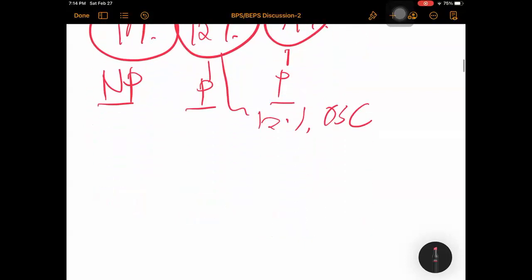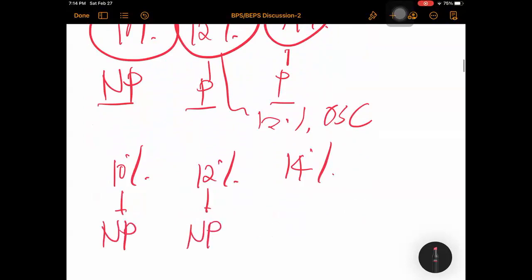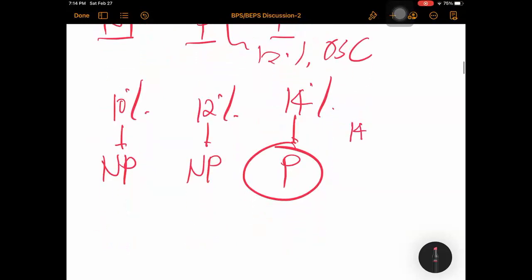Okay. Another case, three preference shares. The 10% is non-participating, the 12% is non-participating, the 14% is participating. Is there an ordinary dividend? Yes, there is, because there is at least one participating. So therefore, since there is one participating, 14% times the ordinary share capital. So that is your ordinary dividend.